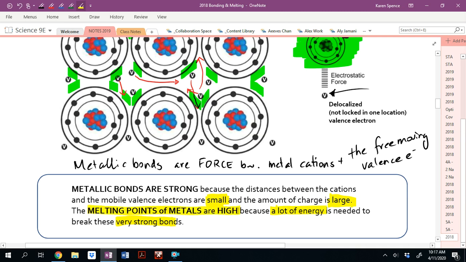Okay, so ionic bonds, distances are small, charges are big, they're strong. Melting point is high. Metallic bonds, the distances are small, the charges are big, therefore the forces are strong, therefore melting point is high.